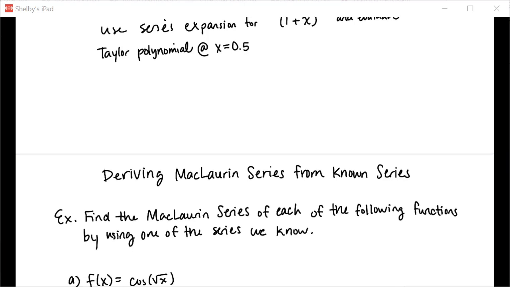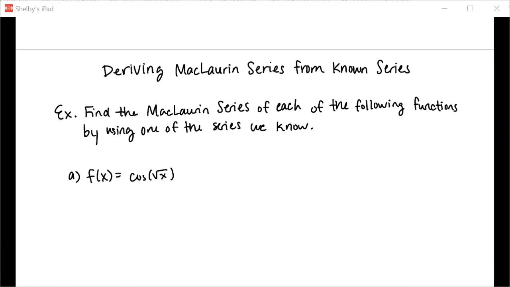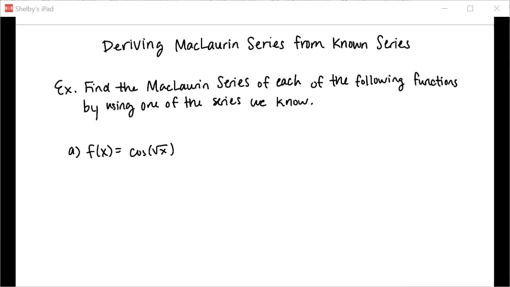Let's do something a little bit new that we haven't done before, which is what if we derive our Maclaurin series from known series? So let's say we had to work with a function such as f of x equals cosine of the square root of x. That's a composition of functions, but we definitely know about the Maclaurin series for cosine of x. So because we do, we can use that information. We know from our properties of power series that I can go ahead and compose these functions.